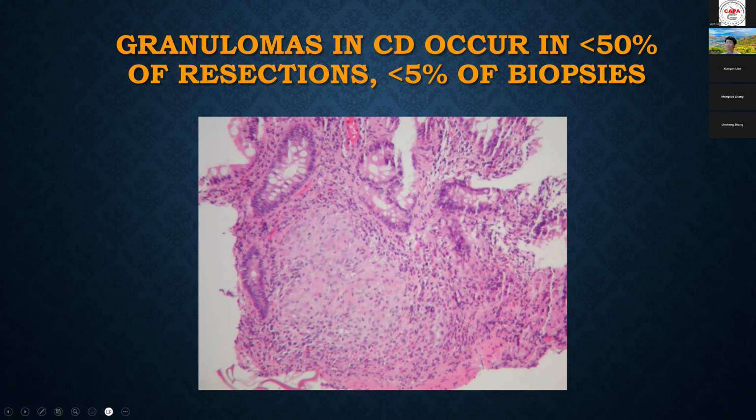And also you have to know the Crohn's granuloma is only seen in less than 50% of resection specimens. So on biopsy, you may see it in less than 5%. So seeing granuloma is more diagnostic for Crohn's disease, but if you don't see granuloma, it doesn't exclude the diagnosis of Crohn's disease.